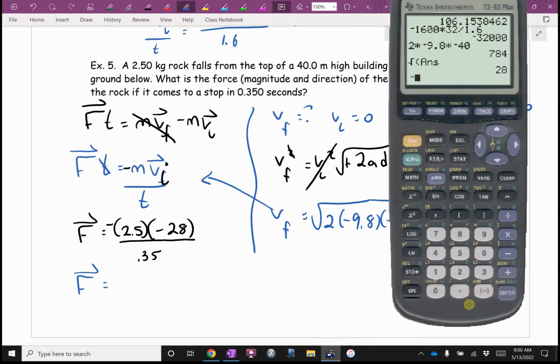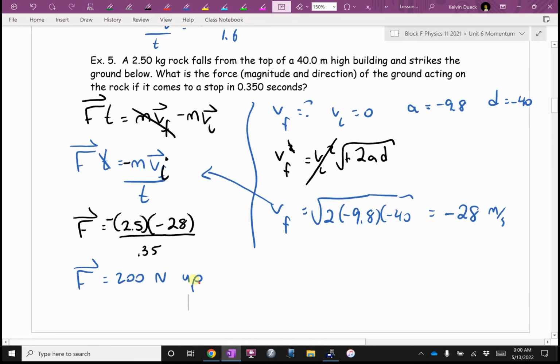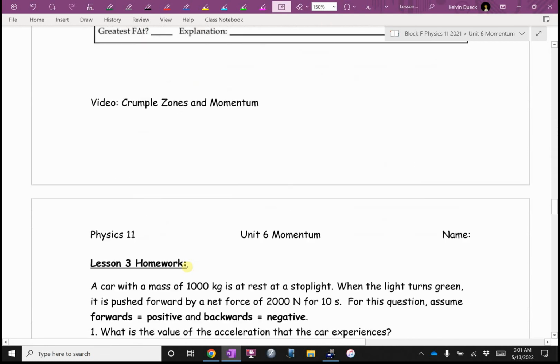So, negative 2.5 times negative 28 divided by 0.35. This might work out evenly. Oh yeah, you get positive 200 newtons. So they did say magnitude and direction, so positive, I'll write my direction as up. And then we'll turn the page. How many more of these do I have? A few more.